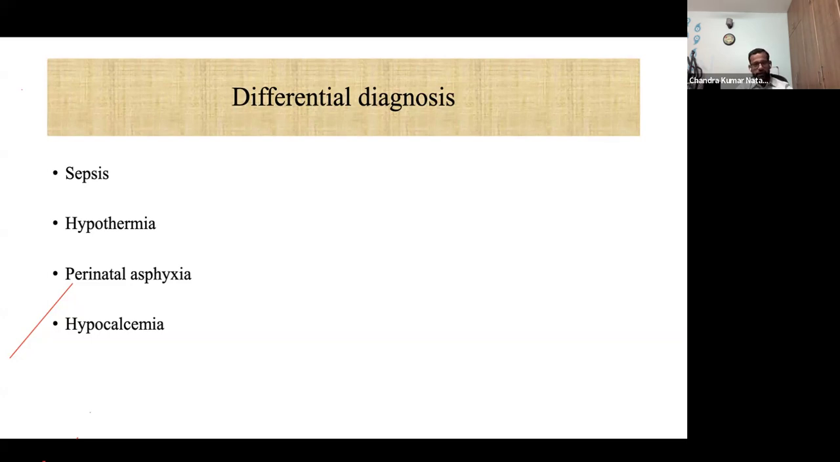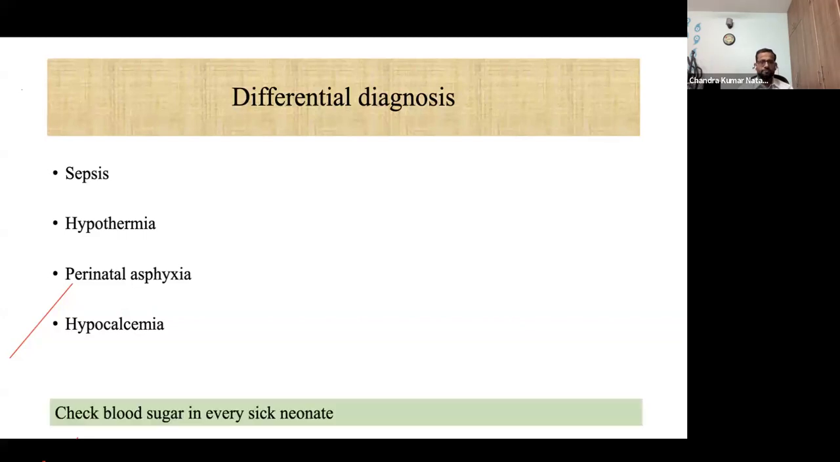A baby with perinatal asphyxia can have hypocalcemia, which also can mimic the symptoms of hypoglycemia. So you need to always interpret the symptoms in context, of what it could be. And obviously, you can confirm only with bedside point of care blood glucose measurement.